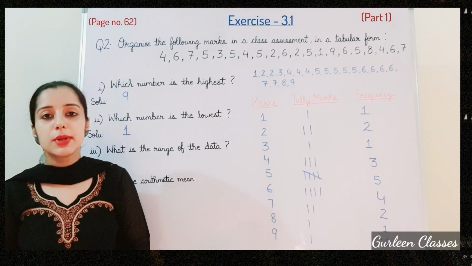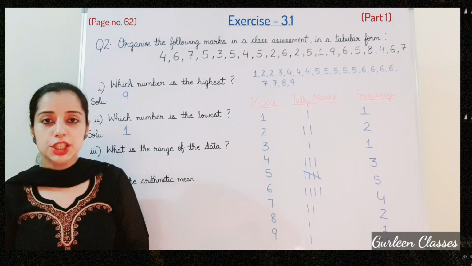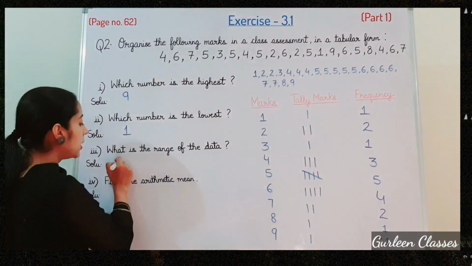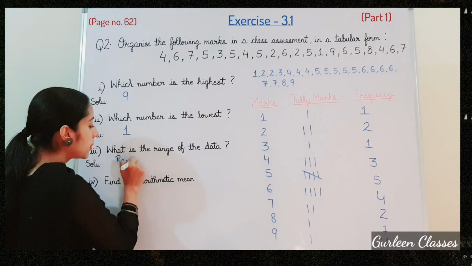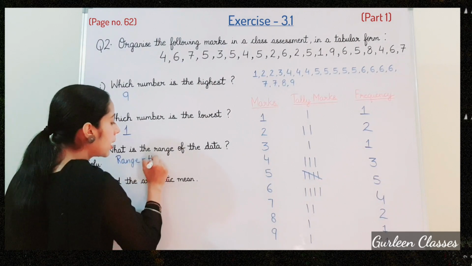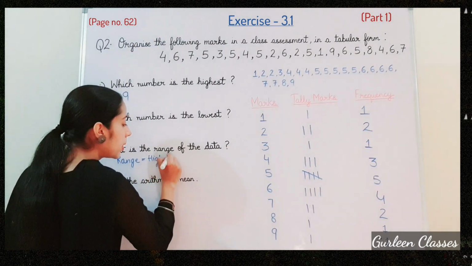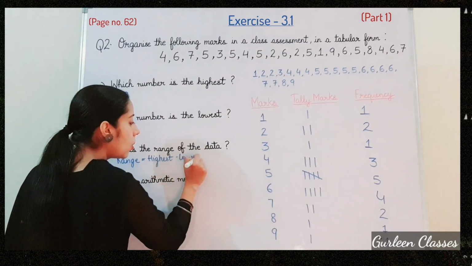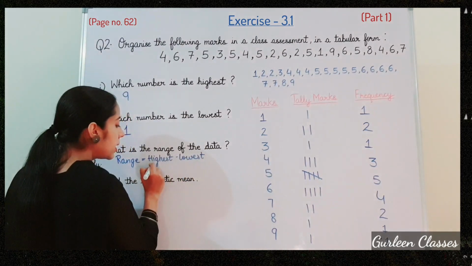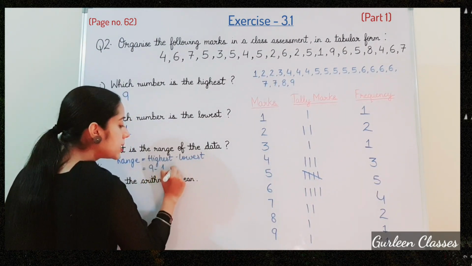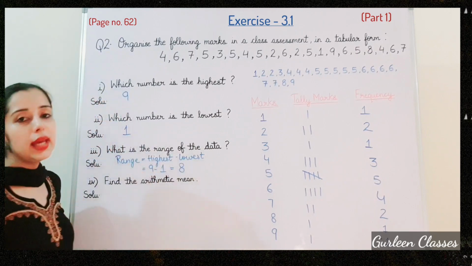Range is the difference between the highest and the lowest observation. So let us write here: range is equal to highest minus lowest. The highest number here is 9, the lowest number is 1. So range is coming 8.